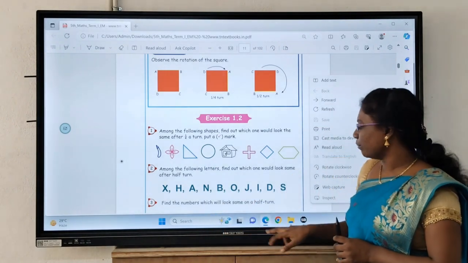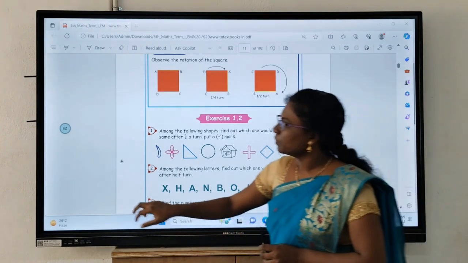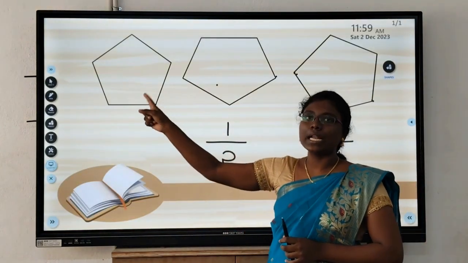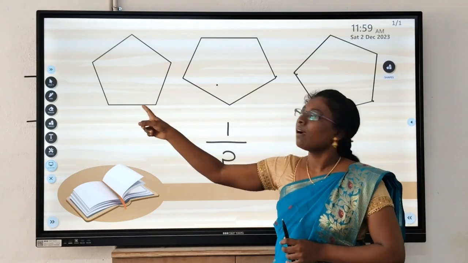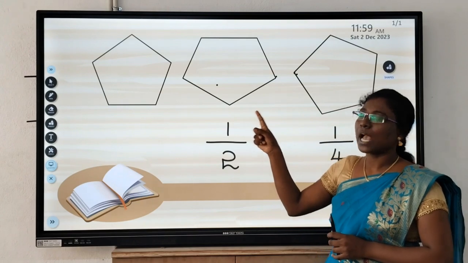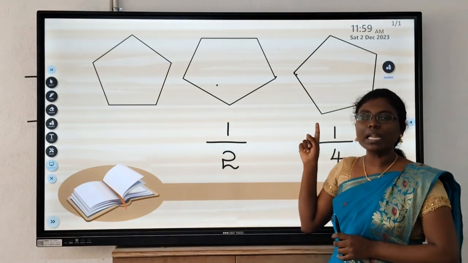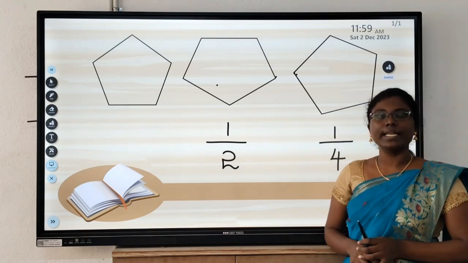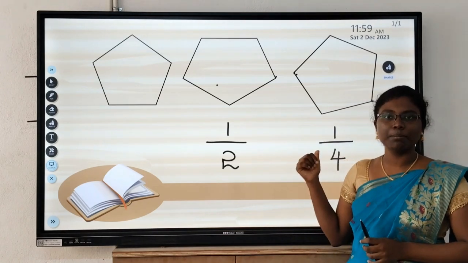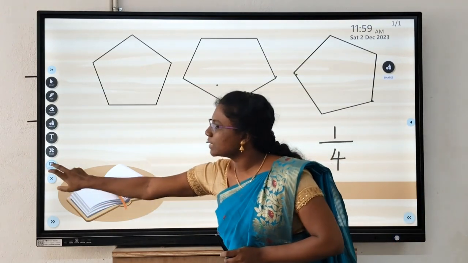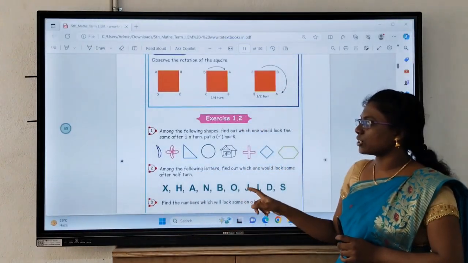I'll show you one more example. I have taken another object here, and this is a half turn of the object, and this one is a 1/4 turn of the object. So this is called the half turn and 1/4 turn. I'll show you some more examples in your exercise questions.